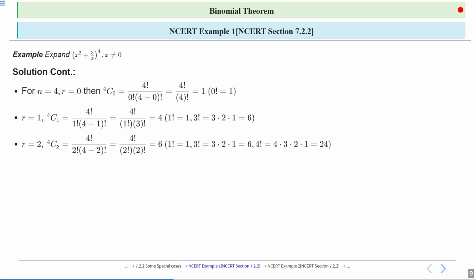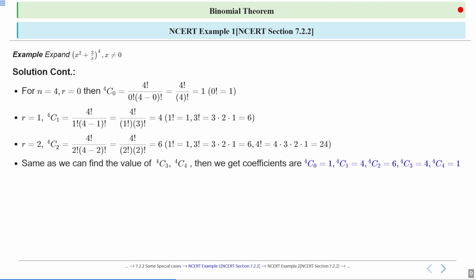Now, for r = 2, we find 4C2. So this is 4! / (2! (4 - 2)!), which is equal to 4! / (2! × 2!), and this is equal to 6, since 1! is 1, 3! is 6, and 4! is 24. Clear? Same as we can find the values of 4C3 and 4C4. So we get the coefficients: 4C0 is 1, 4C1 is 4, 4C2 is 6, 4C3 is 4, 4C4 is 1.